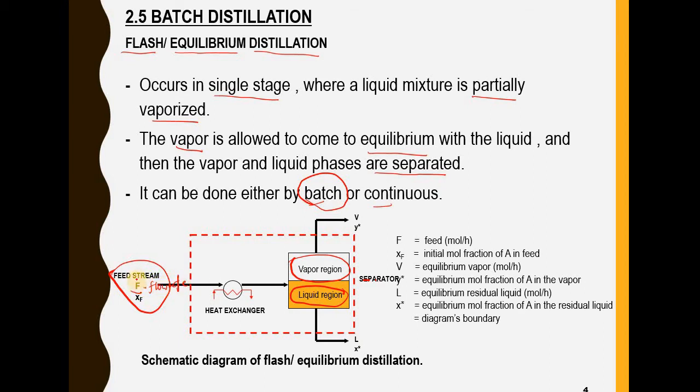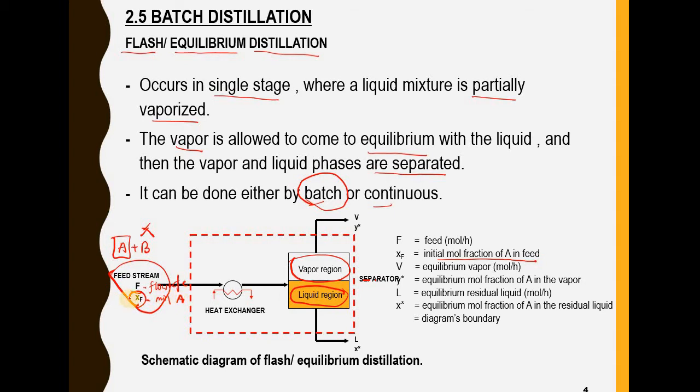Okay, we denote as capital F, and XF as the mole fraction, the initial mole fraction of A in the feed. For example, if in the feed stream I have components A and B as a mixture, and component A is the desired component, which means I do not want B, so I just want to extract, or distill, A and I want to remove B. So XF means the mole fraction of A only.